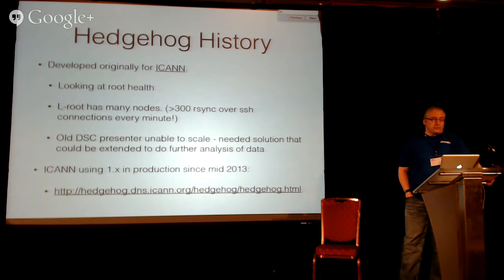LRoot's quite unusual. It had a lot more nodes than any other root server, something of the order of 300 nodes. So their DSC server that they were running at the time was receiving, for example, 300 rsync over SSH connections every minute. So you can imagine that machine was grinding to a halt every minute, and trying to use the Ploticus interface to view graphs on it was near impossible. And certainly trying to go back in time and look at what the trends were was near impossible. So Hedgehog started as a replacement for that, in order for us to get to a stage where we had a system that you could use more quickly and look at the data, go back historically and look at old data, start looking at the trends and start understanding LRoot's health.